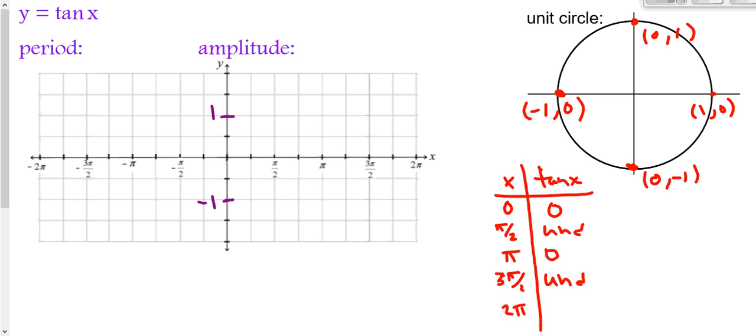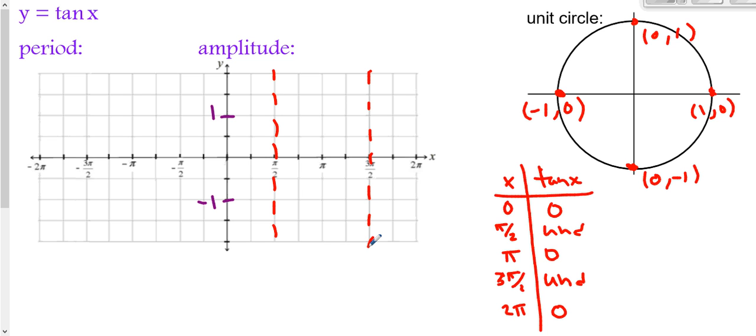And then back to 2 pi, we're back to the point 1, 0. So y over x would be 0 over 1, and that would be 0. Here's how we deal with the undefineds when we graph a tangent graph. Everywhere you see an undefined, you're going to have a vertical asymptote. So we can put those in place. Vertical asymptote at pi over 2, vertical asymptote at 3 pi over 2.